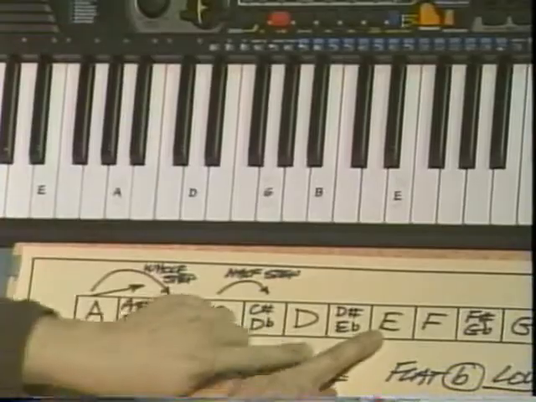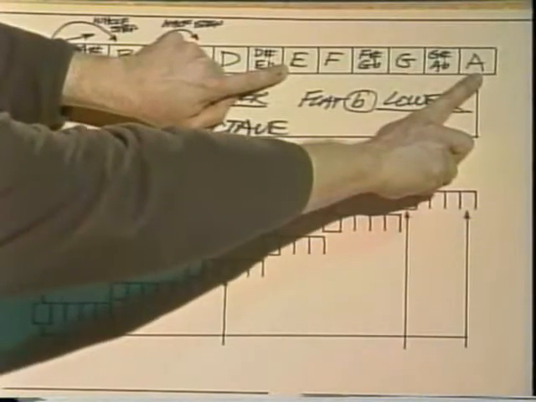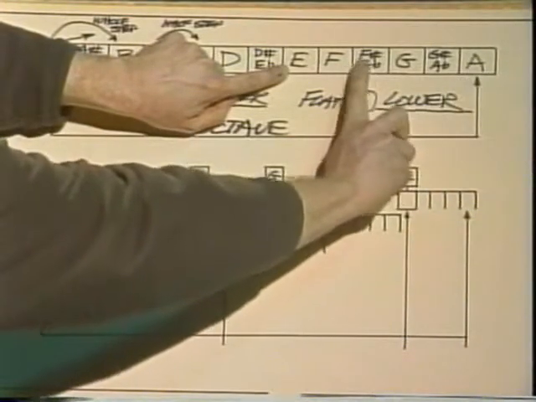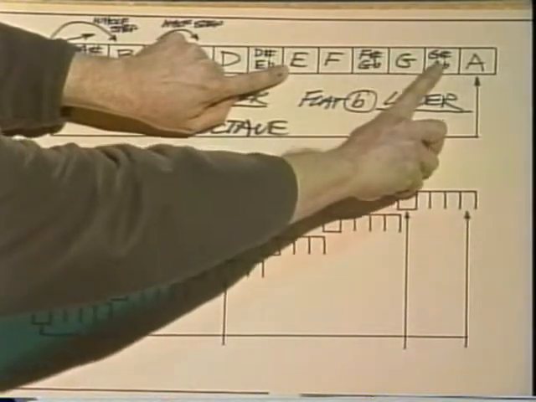If we look down here at the musical alphabet, we can see that's true too. Here's E and here's A. How many notes are in between? F, F sharp, G flat, G, and G sharp, A flat. There are 4 notes in between E and A.